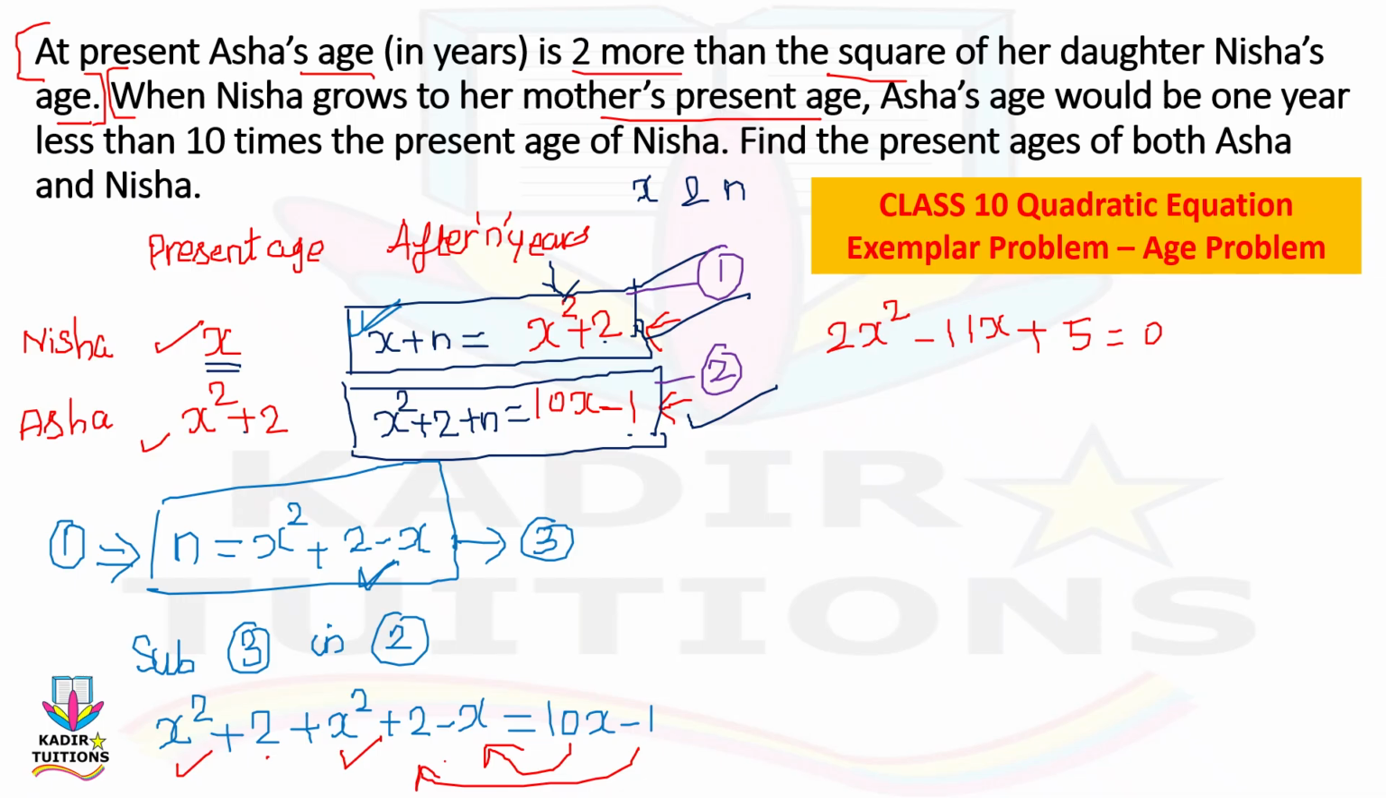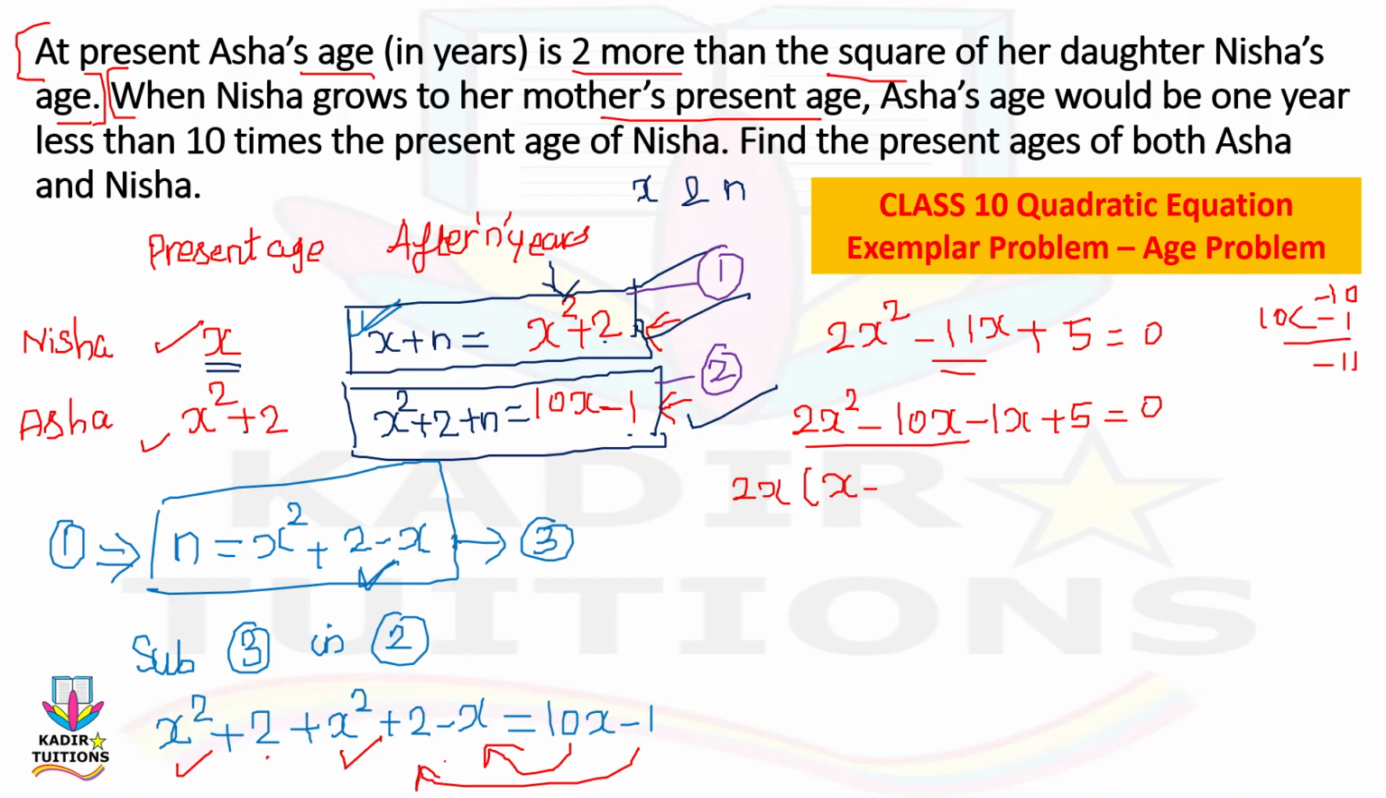How can I split this one? 2 times 5 is 10, and here we have minus 11. So I can make it as 10 and 1, and both need to be minus. So we can split minus 11x into minus 10x and minus x. So 2x square minus 10x minus 1x plus 5 equal to 0. Now in the first two terms we can take 2x in common, so we are left with x minus 5, and in the last two terms we can take minus common, so we get x minus 5 equal to 0.